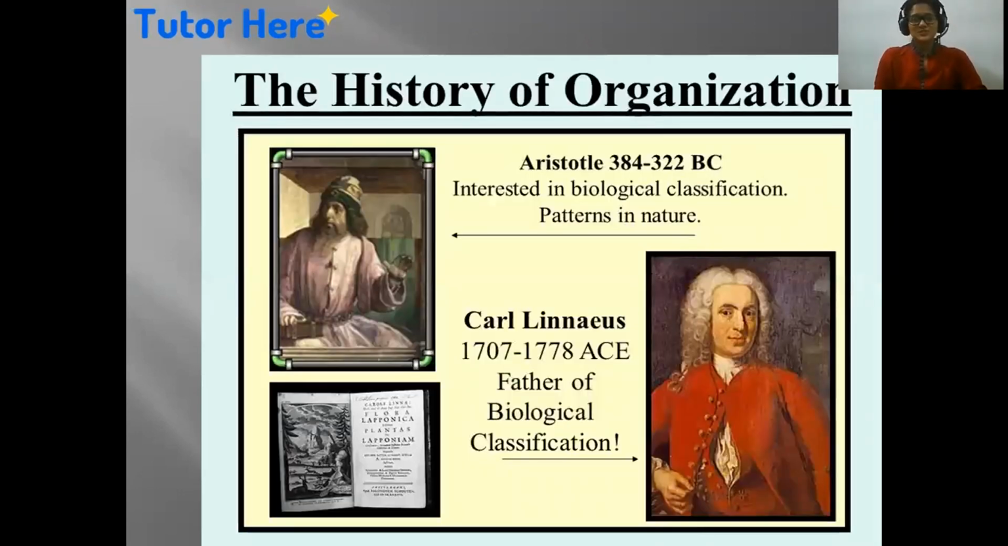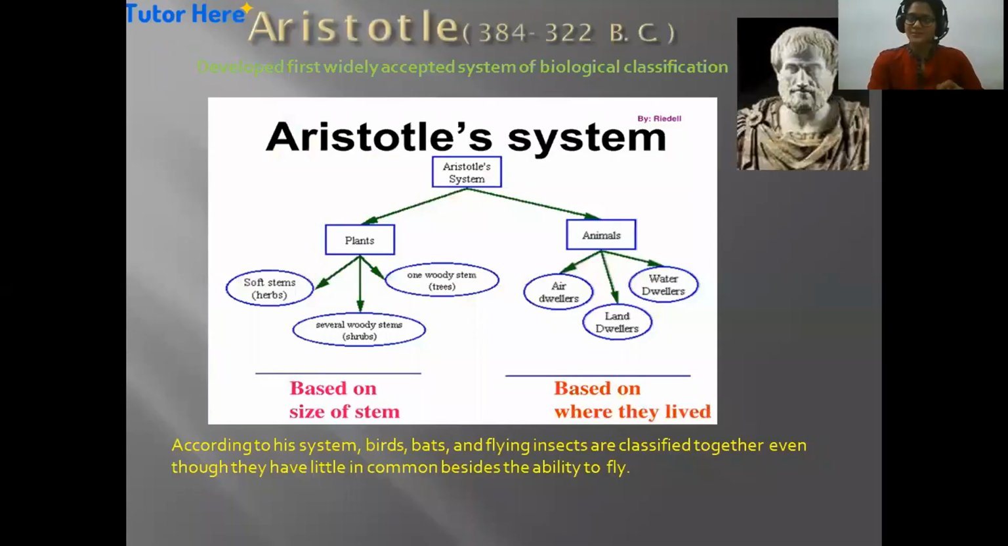Now let's see about the history. Aristotle and Carl Linnaeus were the two biologists who were very keen about the classification. Aristotle classified the things according to the pattern of the nature of the organisms. Carl Linnaeus was known as the father of biological classification, and I'll tell you why he is known as the father of biological classification. Aristotle was the first one to classify things, and it was widely accepted by everybody.